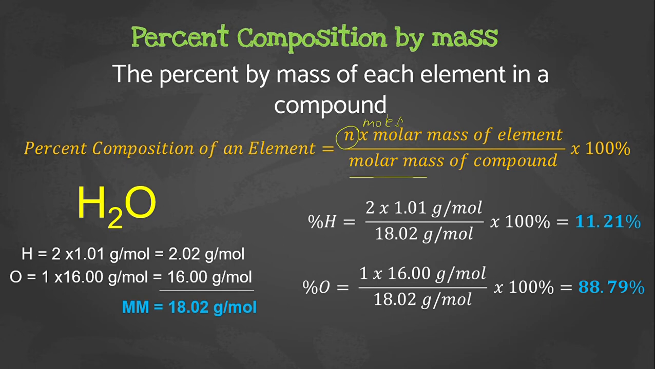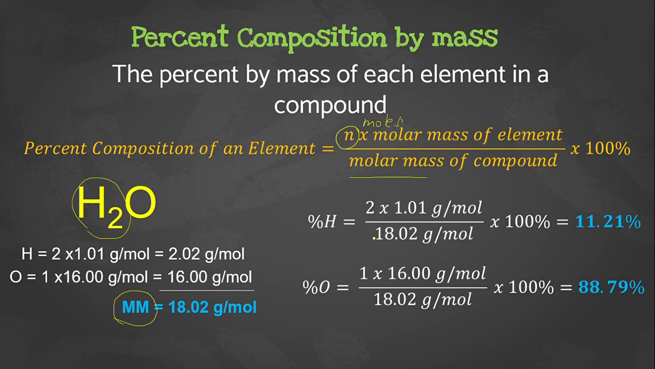Halimbawa, just to give you an overview about percent composition, ang molar mass ng water ay ito. Yung dalawang hydrogen ang timbang niya, base sa periodic table is 1.01 grams per mole. So, ibig sabihin, ang timbang ng hydrogen ay 2.02 grams per mole. Ang timbang naman ng oxygen is 16 grams per mole. Nag-iisa lang siya. So, it's 16. Pag add mo yan, then the molar mass of water is 18.02 grams per mole.